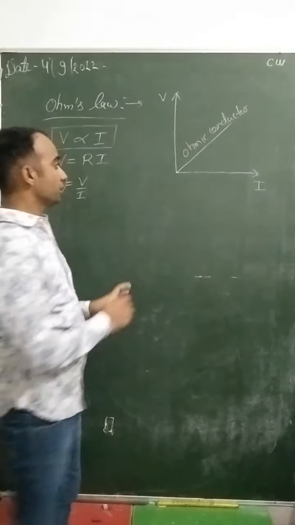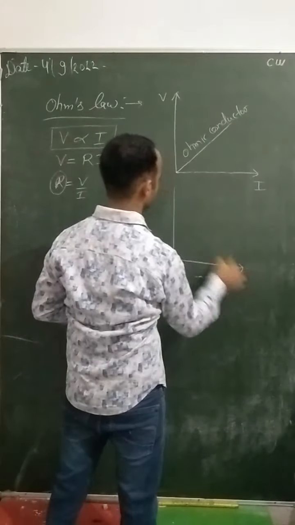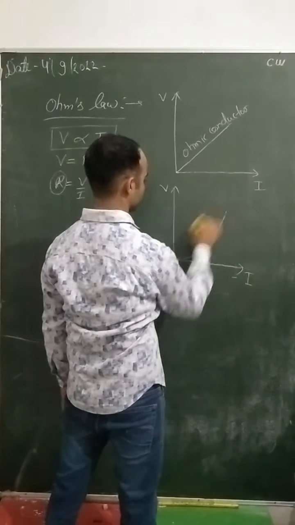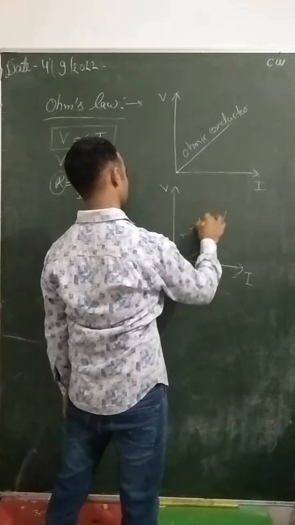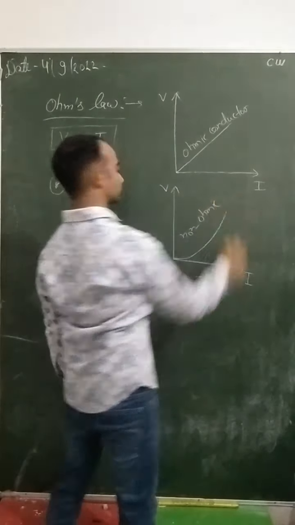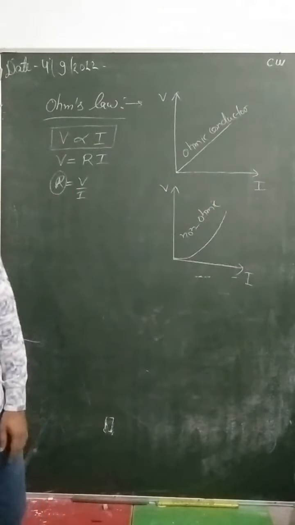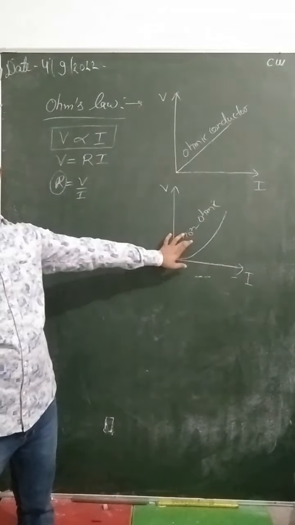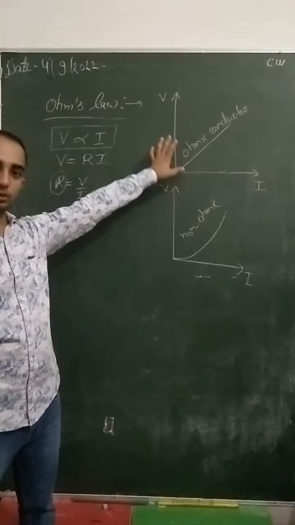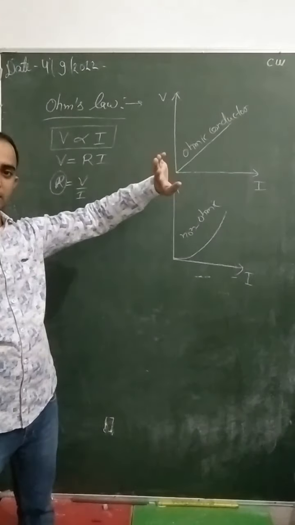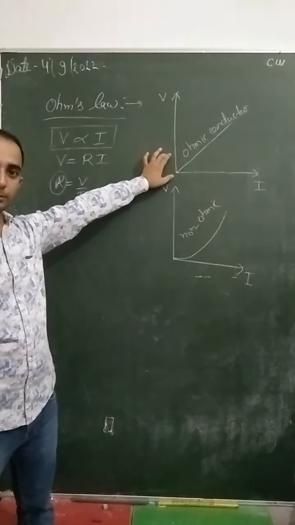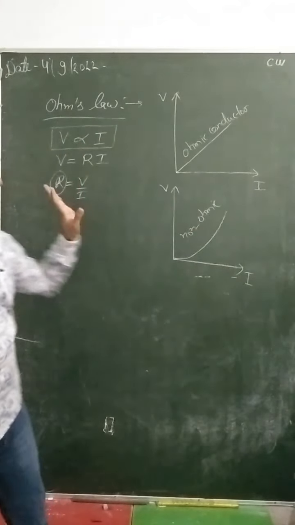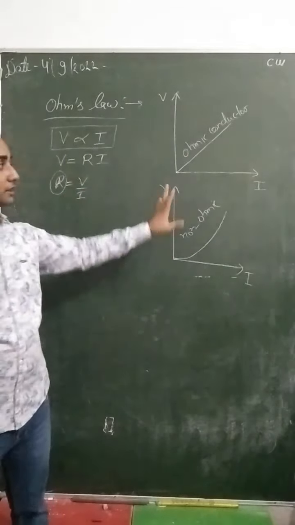And if it is not a straight line, that is a non-ohmic conductor. These are non-ohmic conductors, like tungsten wire or diode. These are non-ohmic, which do not obey Ohm's law. Ohmic conductors obey Ohm's law. Examples are metals at low temperature, and diode and tungsten wire are non-ohmic. So this is the VI characteristics.